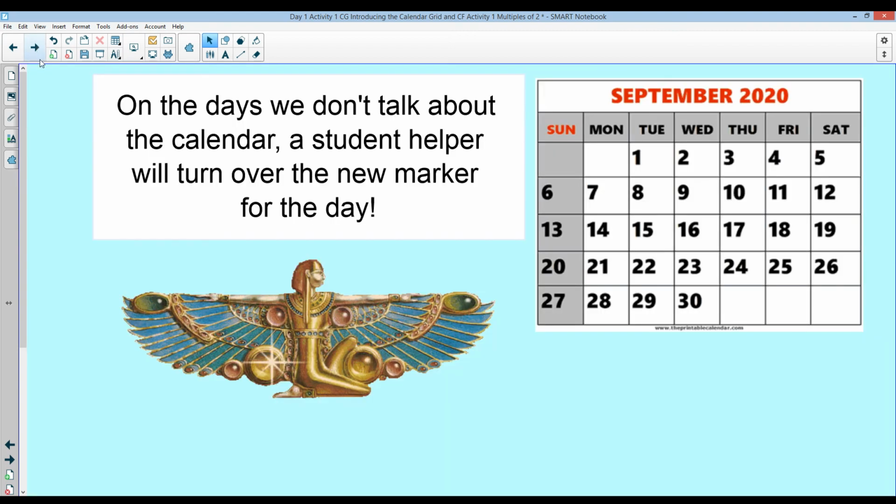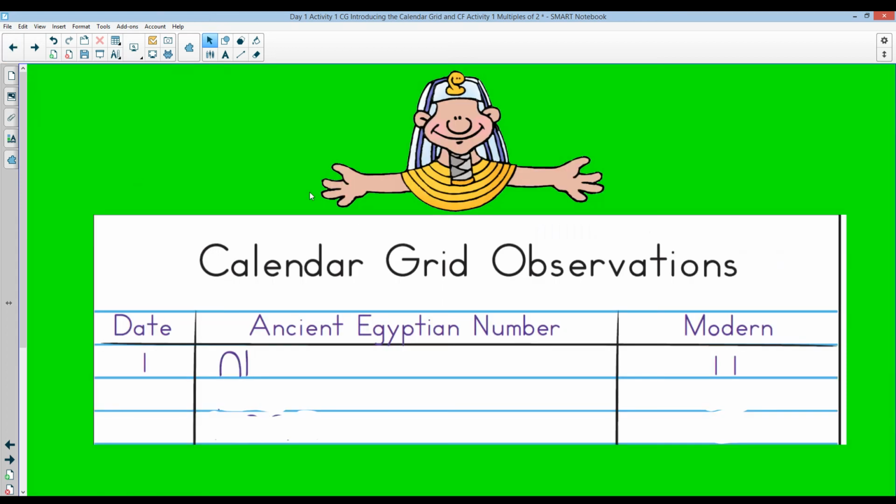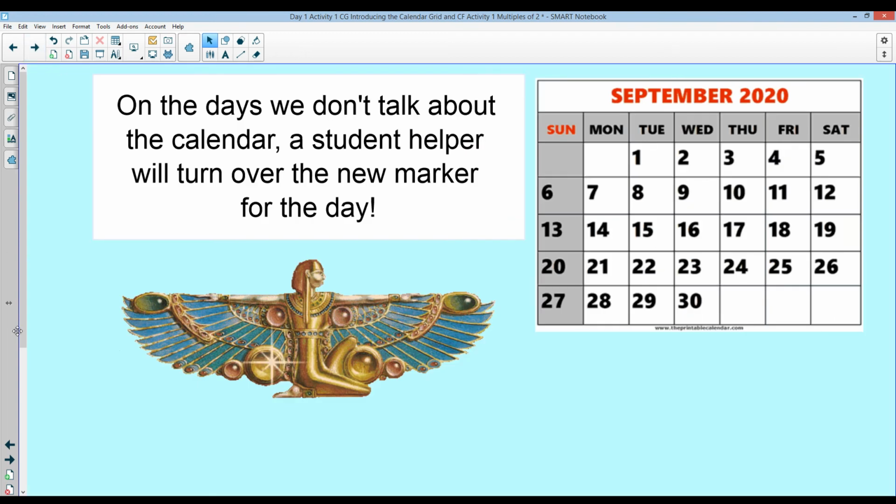On the days we don't talk about the calendar, a student helper is just going to go up there and flip it. So to say this is the first, we flip it and we'll see that symbol. Flip this one here, we'll see the symbol. Then we're going to go into our grid, write the date, what Egyptian number it is, and what our modern equivalent number is. Remember, this was 10 plus 1 is 11. And we're going to continue that all the way down through the whole month.